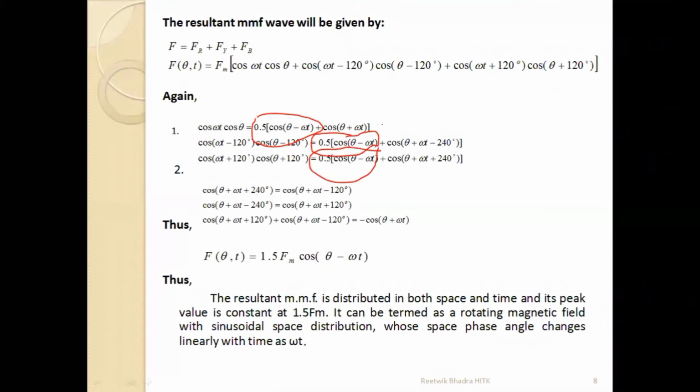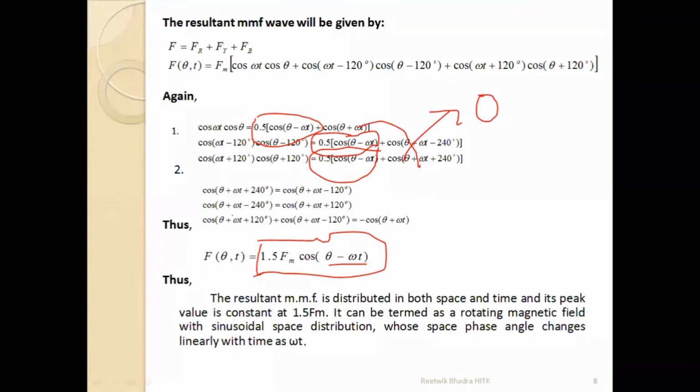These three terms get added out; all these terms cancel out to 0. So what we are getting is that the resultant is 1.5 Fm cos(theta minus omega t). As I told you, it is rotating in nature. In theta minus omega t, if you place different values of omega t, 0, 90, you will get different values of theta, so you will get different rotational angles. 1.5 Fm is always constant; this magnitude is always constant.